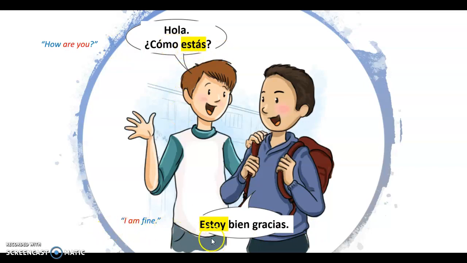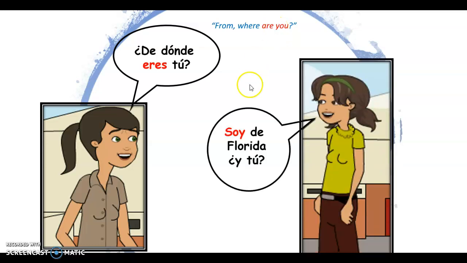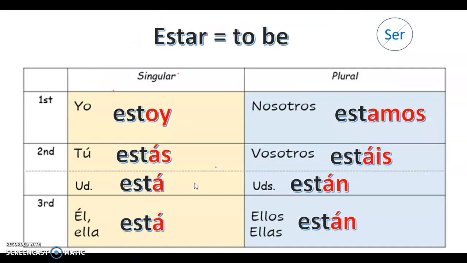I am fine. And you also learned how to ask, ¿De dónde eres tú? Where are you from? Yo soy de Florida. ¿Y tú? So eres means you are, and soy means I am. So there's two ways to say these things, but we're just going to focus on estar and not the verb ser.